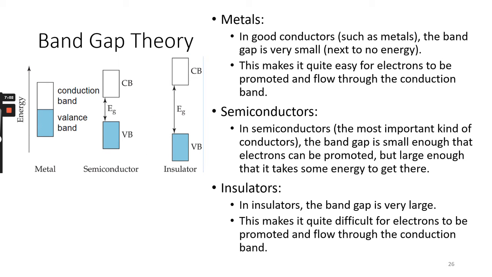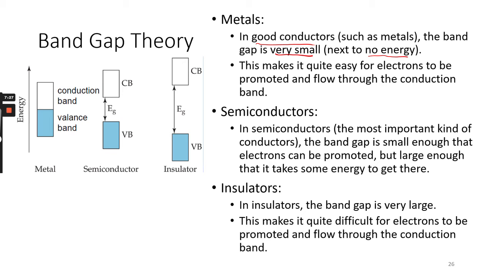So here we again have our same diagram that we saw on the previous slide. And here in metals, they are good conductors. So they have a non-existent band gap or a very small band gap. They are basically touching, so it's easy. Next to no energy is needed to get them to conduct electricity. So this is why it is quite easy for the electrons to be promoted or jump into the conduction band and conduct electricity.